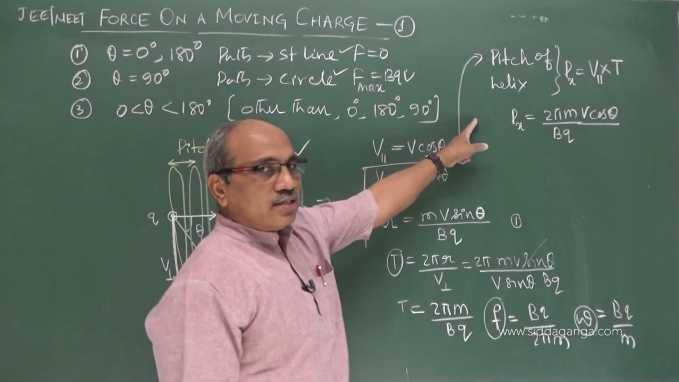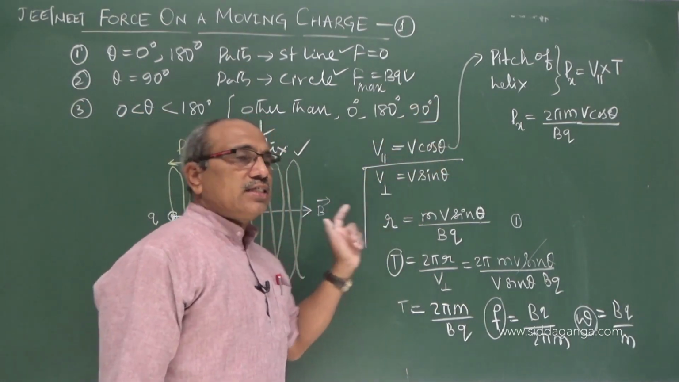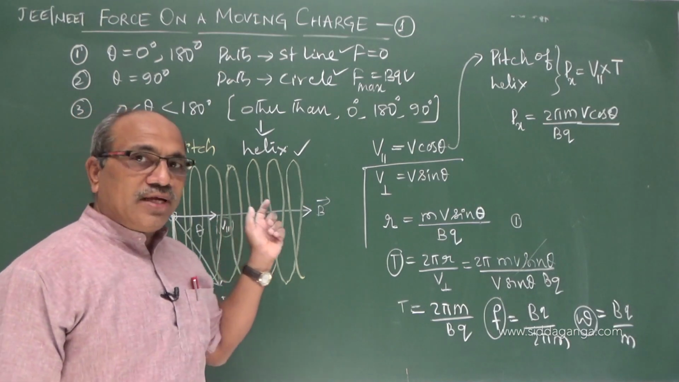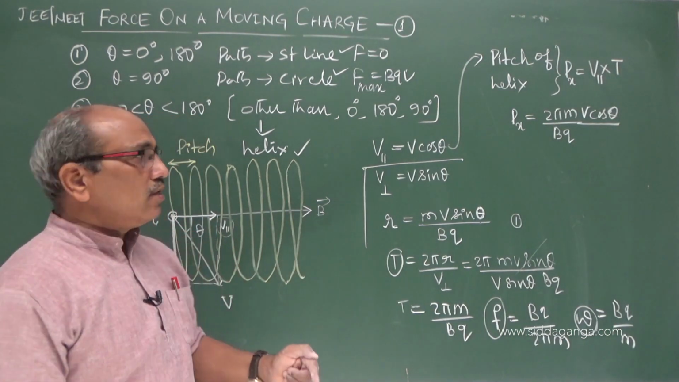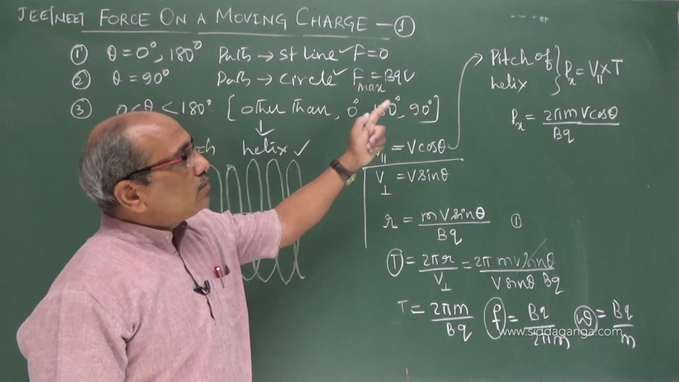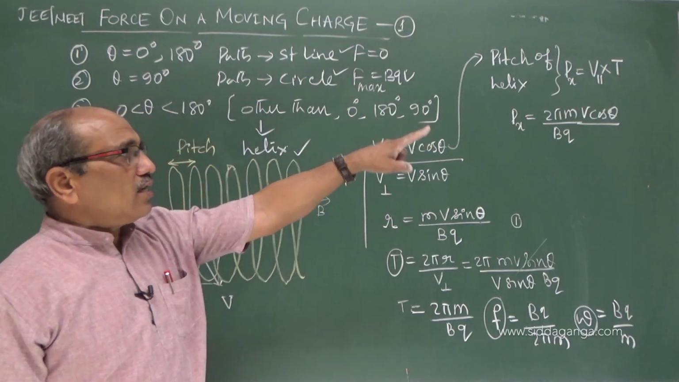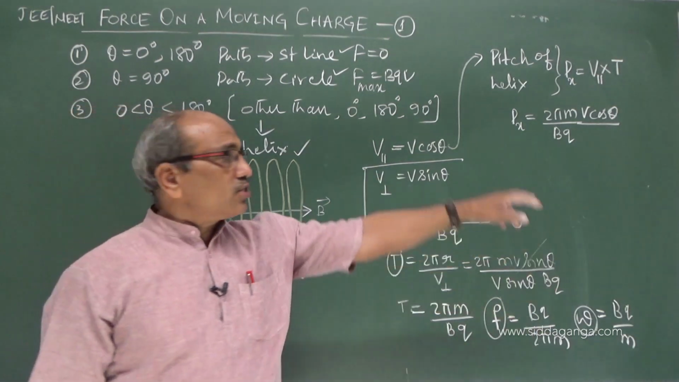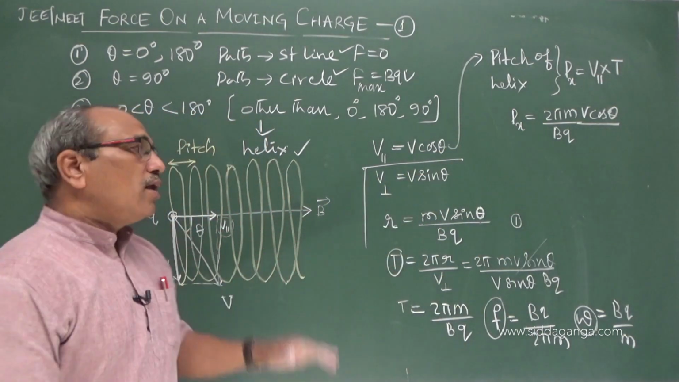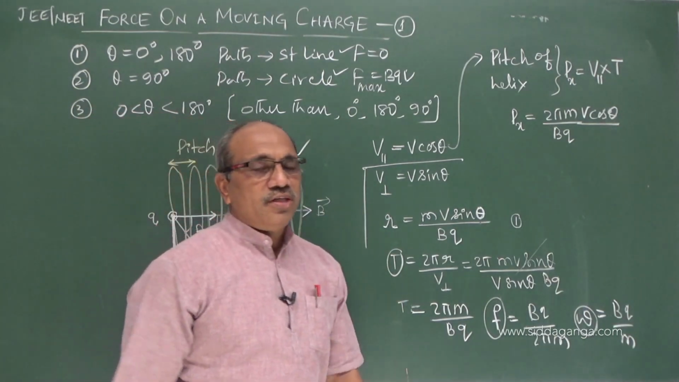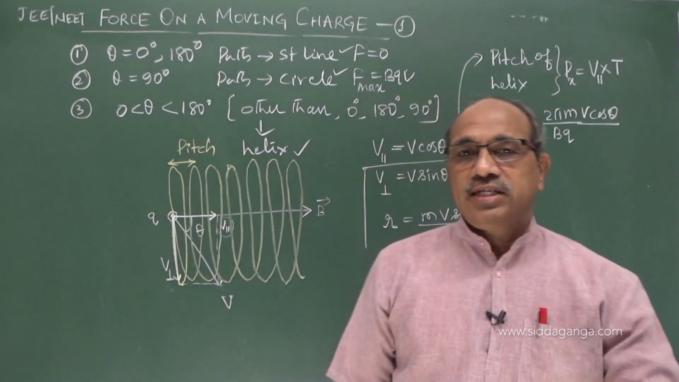And the pitch of the helix, I told you, is the linear distance covered by the charged particle in the magnetic field when it describes one complete revolution. Then it is called the pitch. The pitch of the helix is V parallel into period. And you got that equation. I am concluding here, and we will discuss the Lorentz force in the next video.